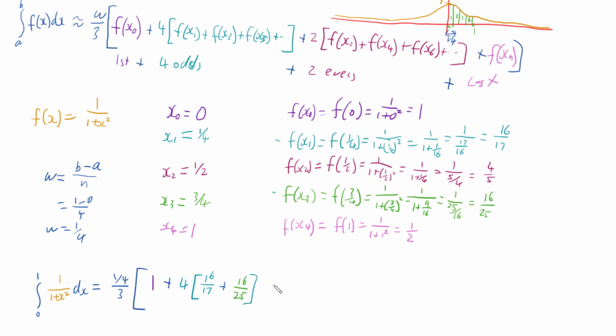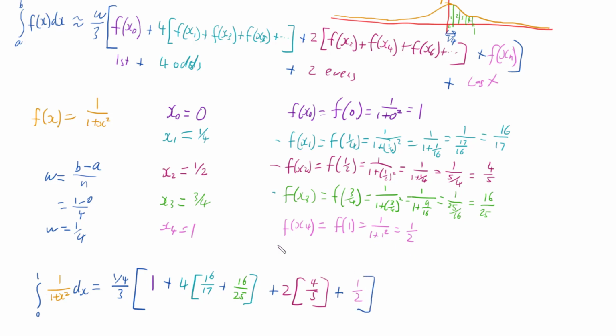And then I'm going to add on 2 lots of all my evens. In this case, I've only got x2 for evens. This one can't be counted as even because it's my last term. So I've only got x2, which is 4/5. And then I've just got to add on my last term, which is f of x4, which is a half.